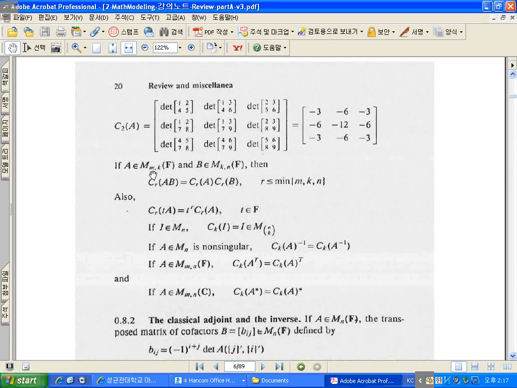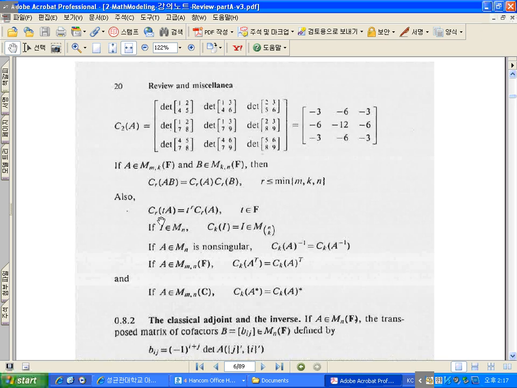Okay, then think about the properties of this compound matrix. Suppose A is an m by k matrix and B is a k by n matrix. Then the r-th compound matrix of AB is the same as the r-th compound matrix of A times the r-th compound matrix of B.